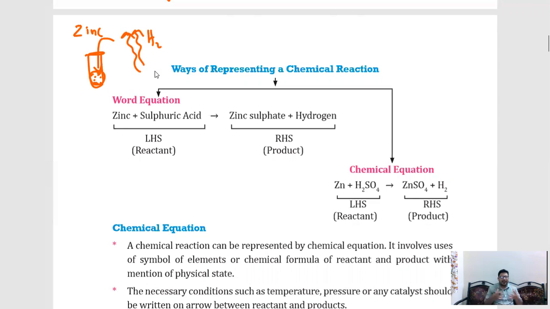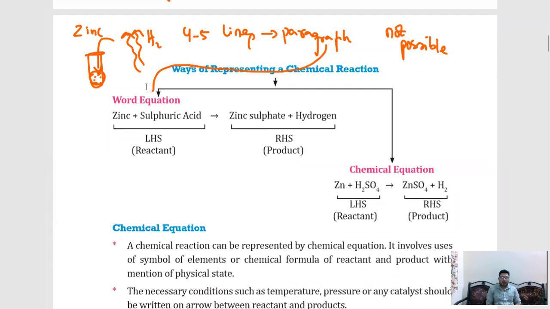To explain that, I am saying nearly 4 to 5 lines, isn't it? If I ask you to write those 4 to 5 lines, it will become one big paragraph. Every time it is not possible for us to write this big paragraph. Instead of that, this paragraph can be made short by means of a word equation. We can shorten those 4 to 5 lines into a single line, which is known as a word equation.